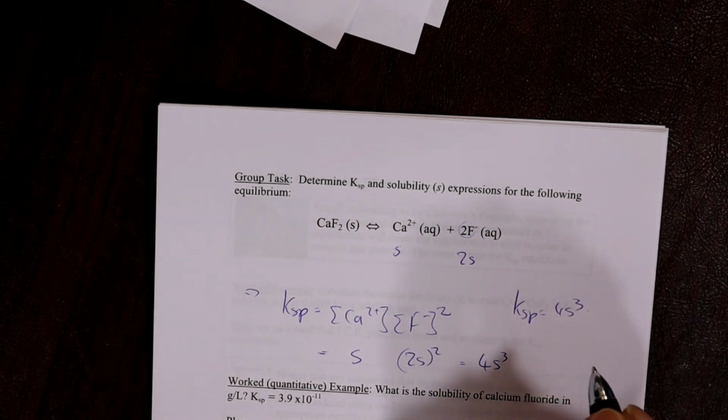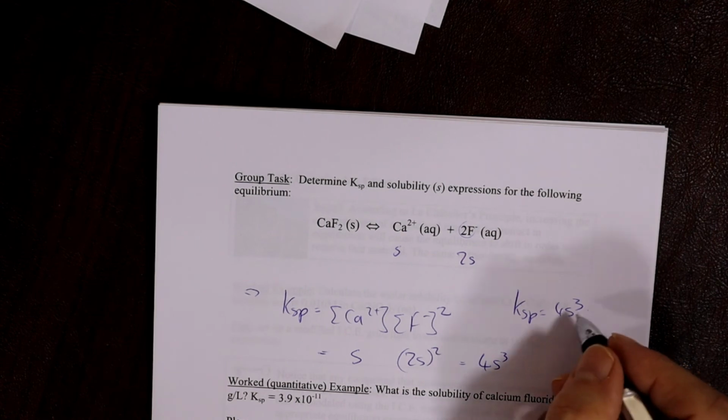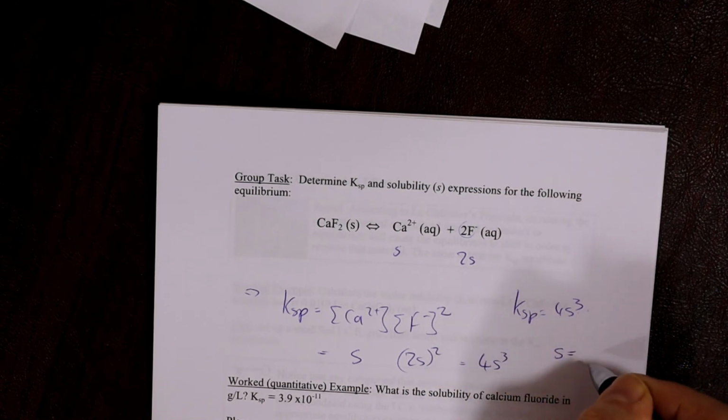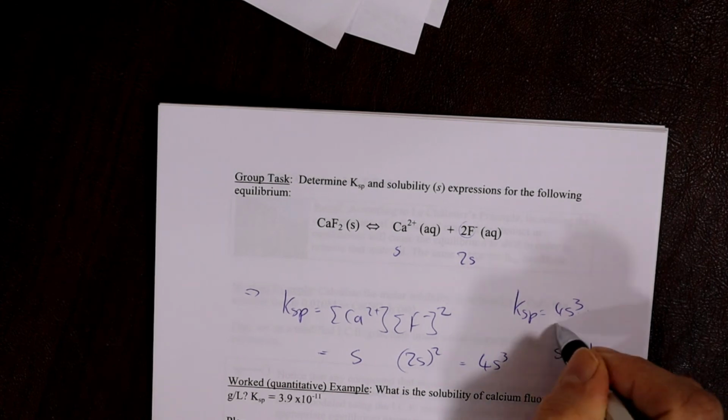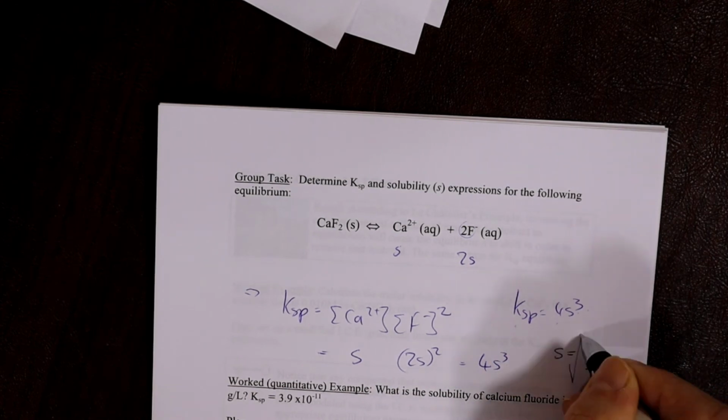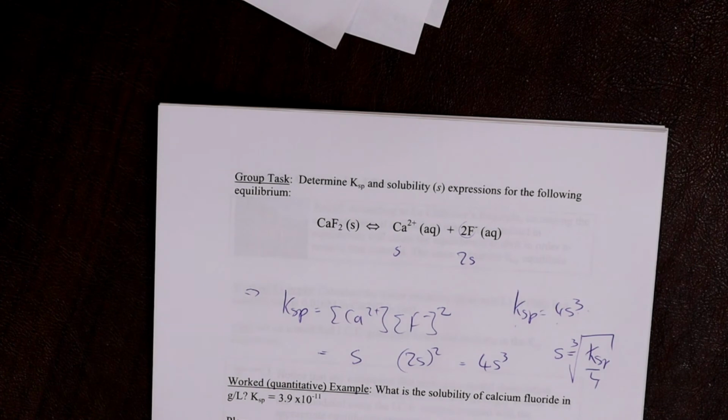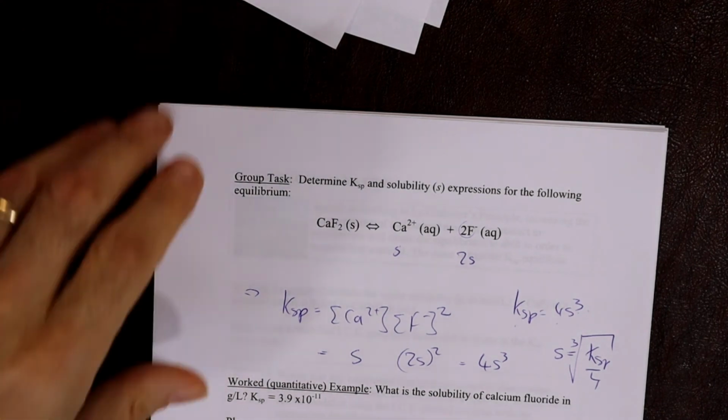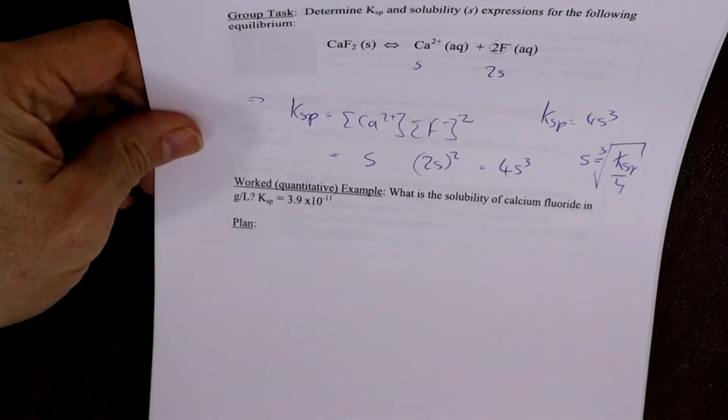All right, if I rearrange all that, make S the subject, you can do this by yourself. S is Ksp over 4, cube rooted. All right, next one.